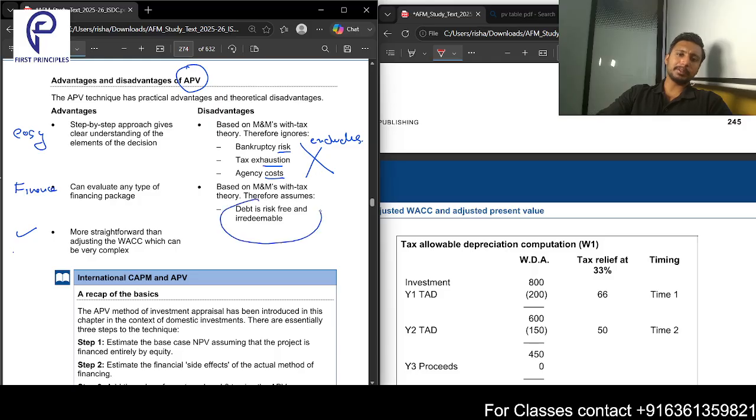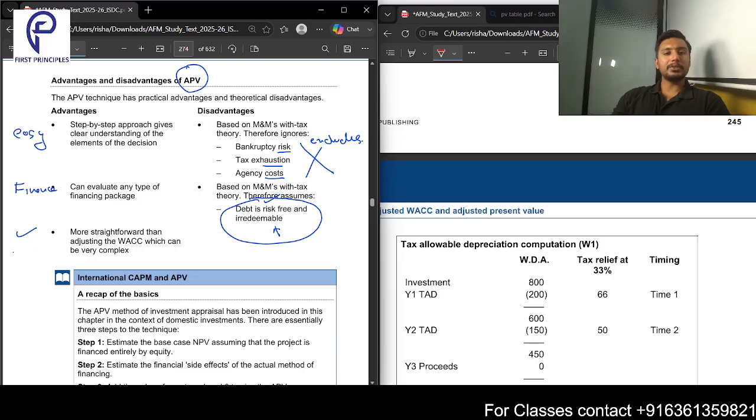Some of the fundamental assumptions, in some sums they would say that debt is risk-free, which we saw, and irredeemable. However, in this case, it was redeemable, but in most sums you will see they say that the base assumption is that it's irredeemable. These are disadvantages because debt will not always be risk-free, and it might have a very different rate as well. Both are related to Modigliani and Miller theory, relating to the fact that they are ignoring bankruptcy risk, tax exhaustion, and agency cost.